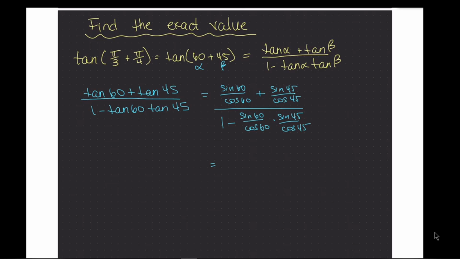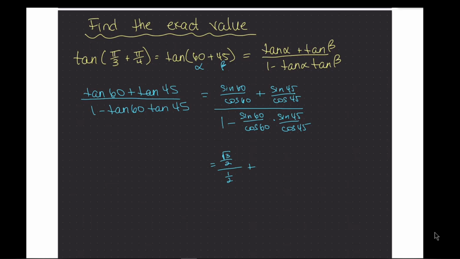So what's the sine of 60? Sine of 60 is... we just talked about this. It is square root of 3 over 2. Yep, absolutely. Divided by the cosine of 60, which would be 1/2, right?